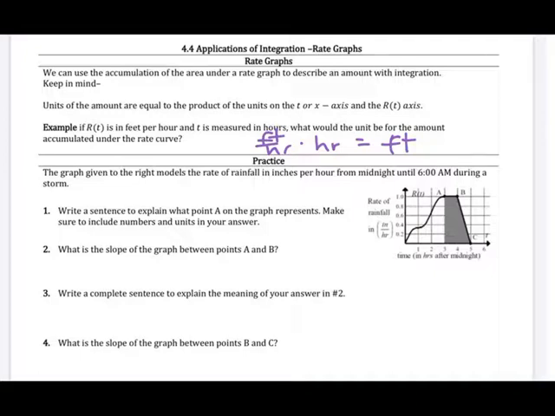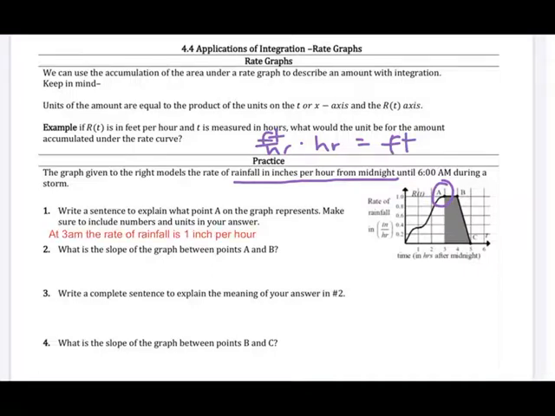Given the graph to the right, that models rainfall in inches per hour from midnight to 6 a.m. during a storm. Number 1 says, write a sentence to explain what point A on the graph represents. Make sure to include numbers and units. So point A is right here. The x-axis is talking about time after midnight. So x is 3, which means we're talking about 3 a.m. The y-axis is talking about the rate of rainfall at that time. So at 3 a.m., the rate of rainfall is 1 inch per hour.